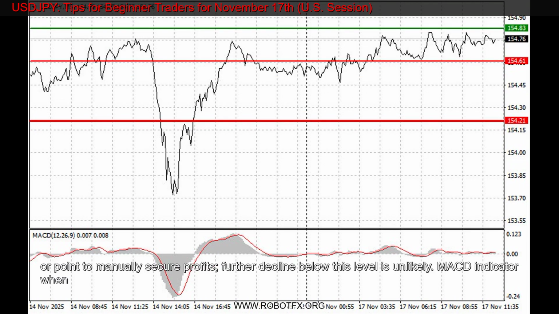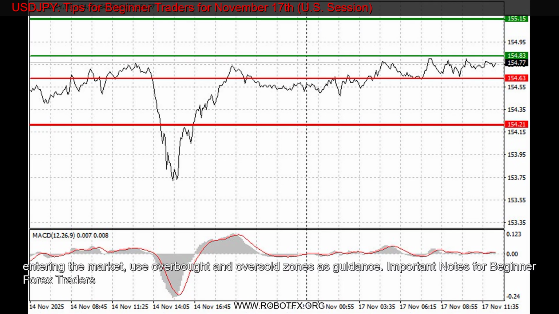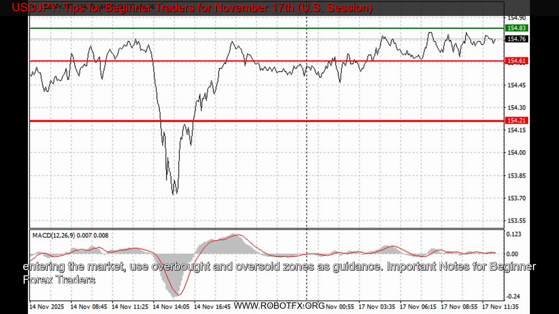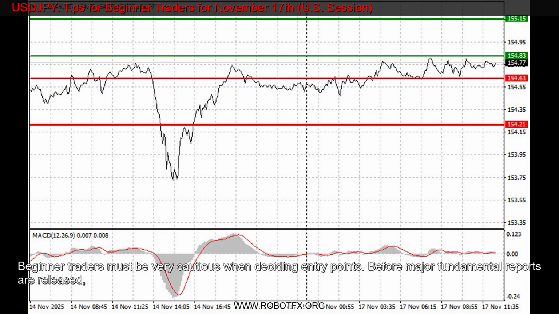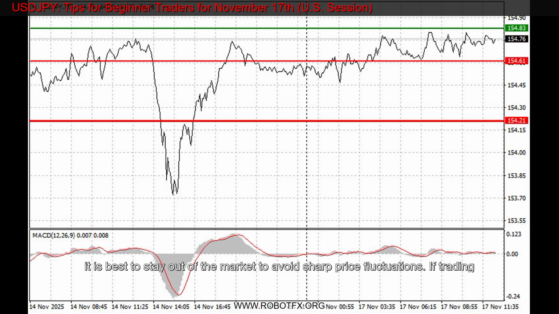Important notes for beginner forex traders. Beginner traders must be very cautious when deciding entry points. Before major fundamental reports are released, it is best to stay out of the market to avoid sharp price fluctuations. If trading during news releases, always set stop-loss orders to minimize losses. Without stop-losses, you can quickly lose your entire deposit, especially if money management is ignored and large volumes are traded.